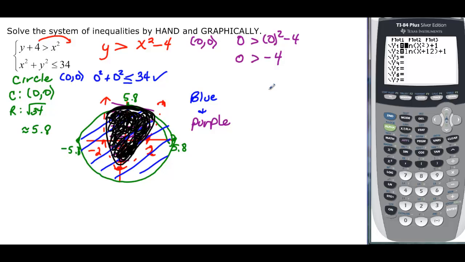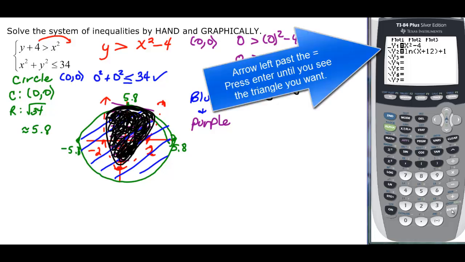What I'm really going to put in here is y is equal to x squared minus 4. And then if you look to the left of my y equal, I can arrow over there. And I see the dots right there that are blinking. I want to make them look something like this. When I have greater than, I want a triangle that looks like it's in the top right-hand corner. So I just press enter until I see that triangle that looks like it's in the top right-hand corner.